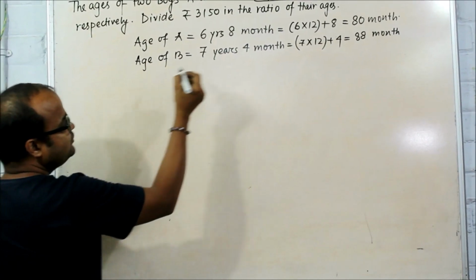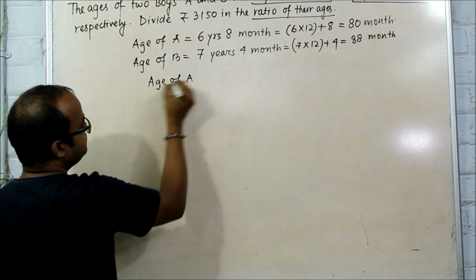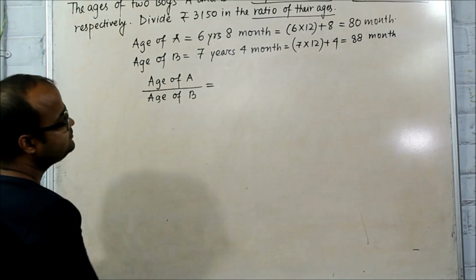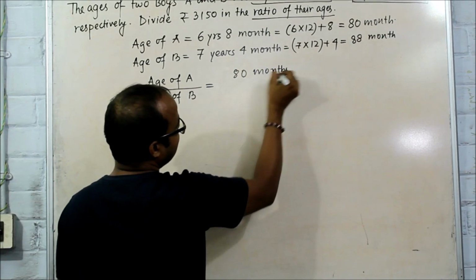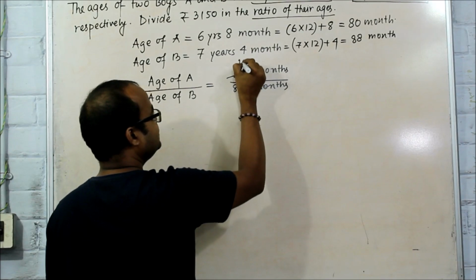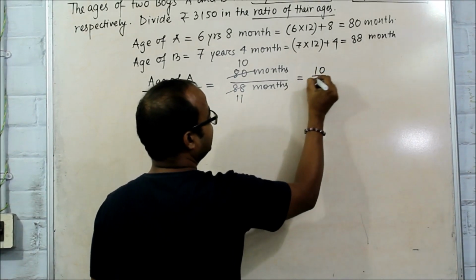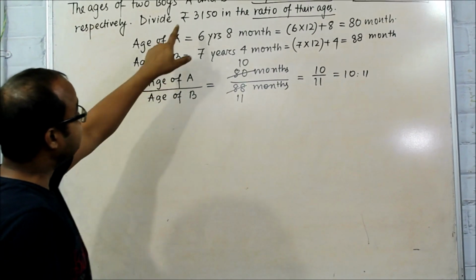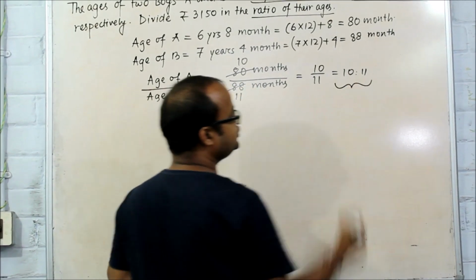So first find out the ratio of their ages. Age of A by age of B is equal to, age of A is 80 months and B is 88 months. 8 1s are 8, 8 1s are 8, so it will be equal to 10 by 11, or you can say 10:11. So now our question is, divide rupees 3150 in the ratio 10:11.